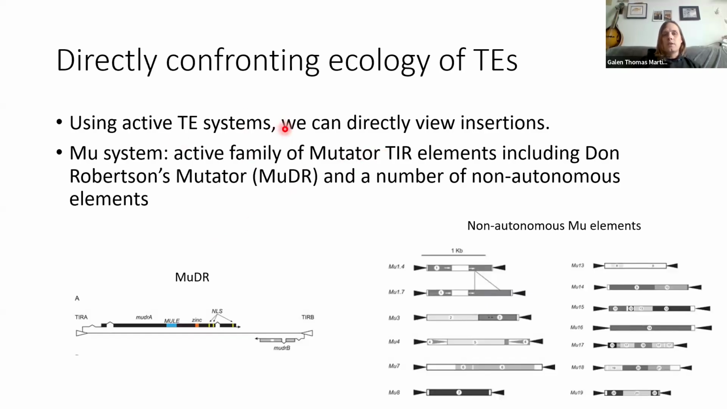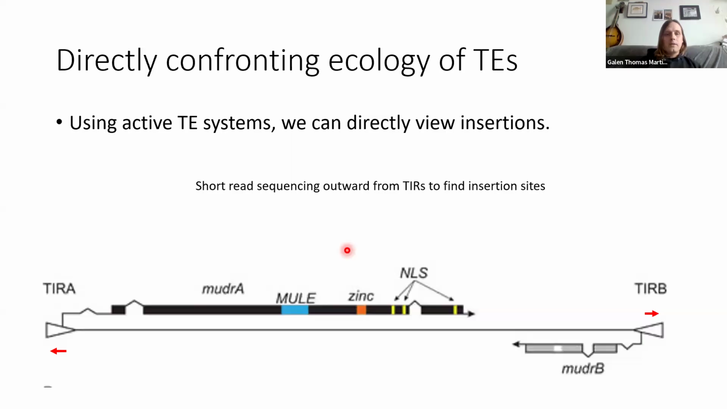What I'm doing is, anybody who knows Damon knows that his system is the mutator element, and the mutator family, the active system of mutator elements, includes MuDR, which is the autonomous element, and a whole host of non-autonomous elements that MuDR also moves around the genome with it.